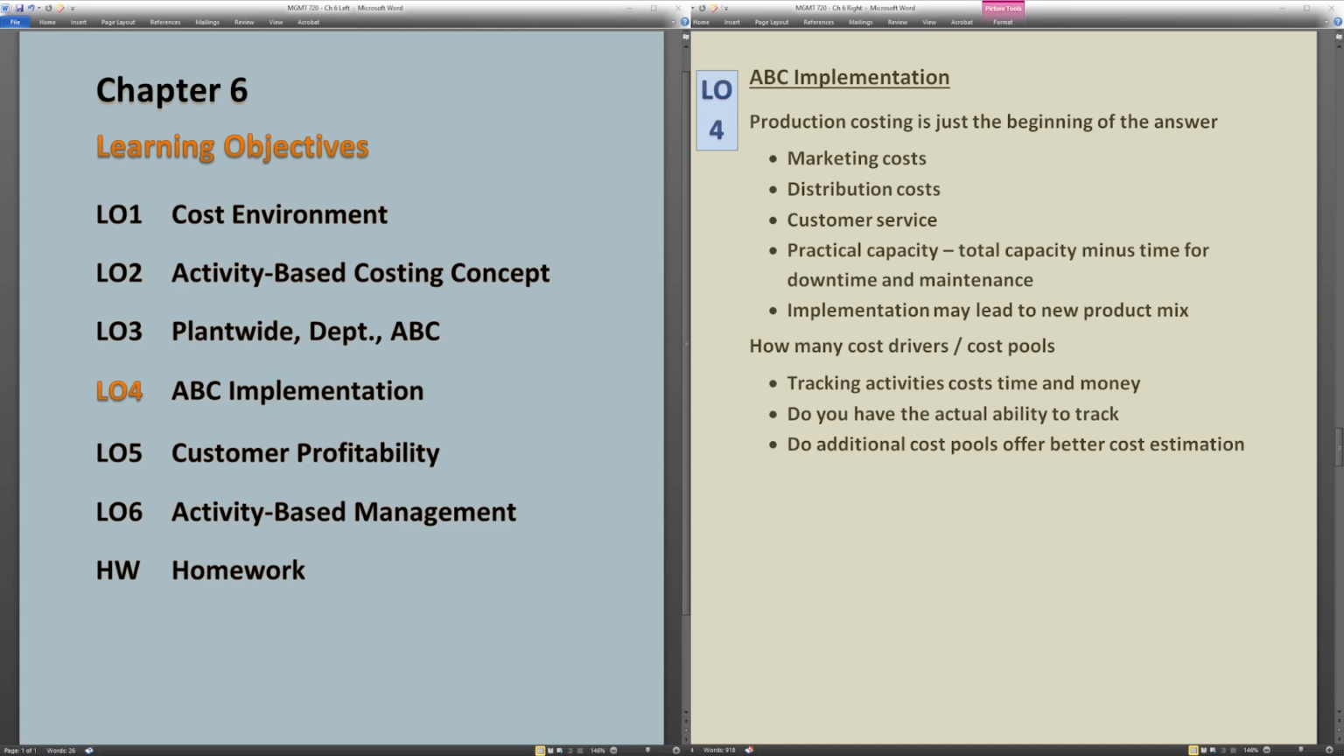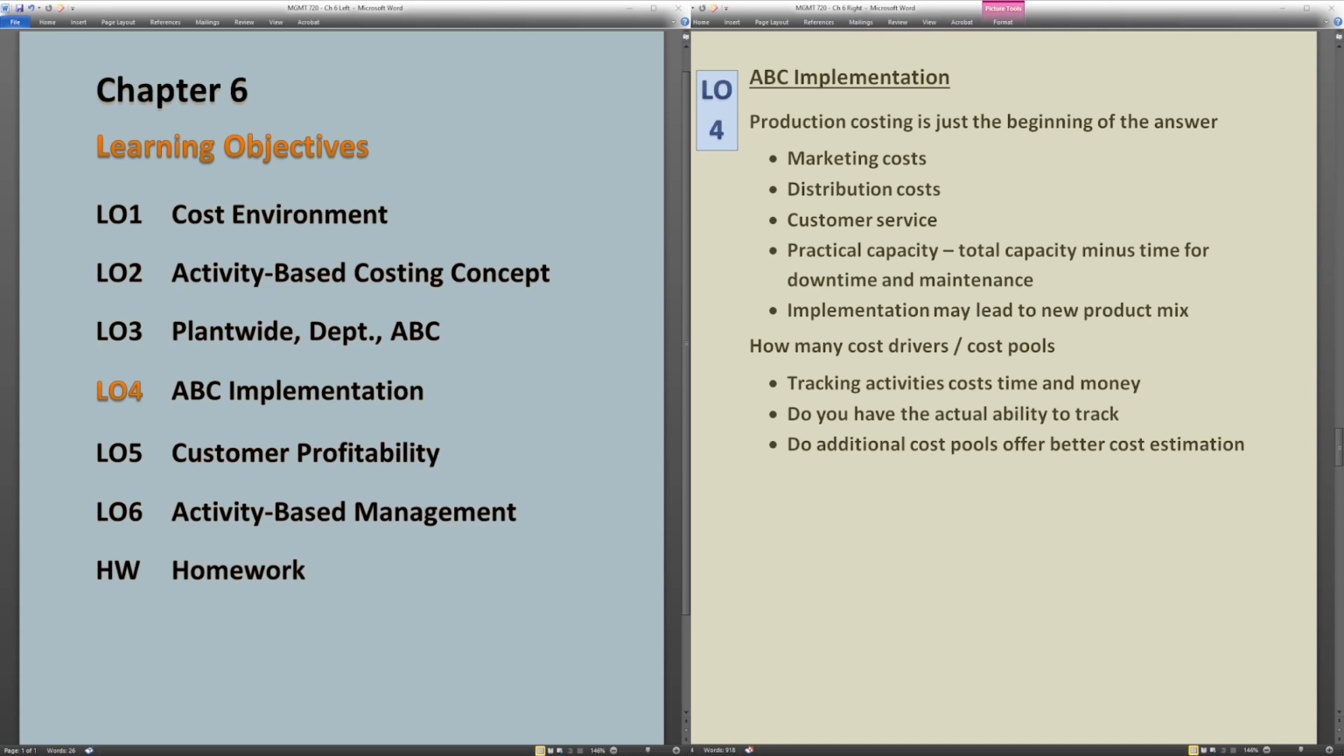Now, we talked a little bit about cost drivers and how many you should have. We went from essentially one overall plant-wide rate to 2 departments with the same cost driver. And we didn't really get better information until we went to 4 activities. Now, the question with the last example is, will we get even more dramatic accuracy by going to 6 or 8 or 10 cost drivers? No, there's going to be some point of inflection where the cost benefit says we don't get any extra accuracy, but we're still tracking a whole bunch of things.